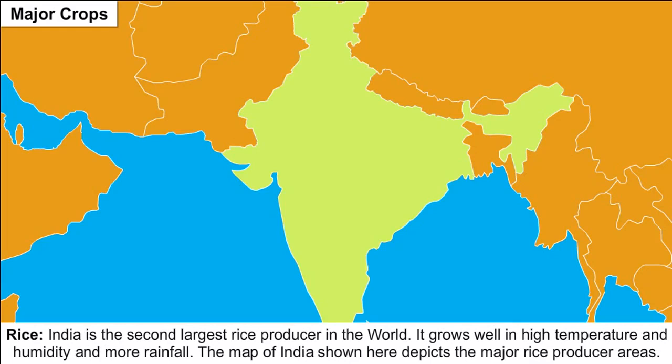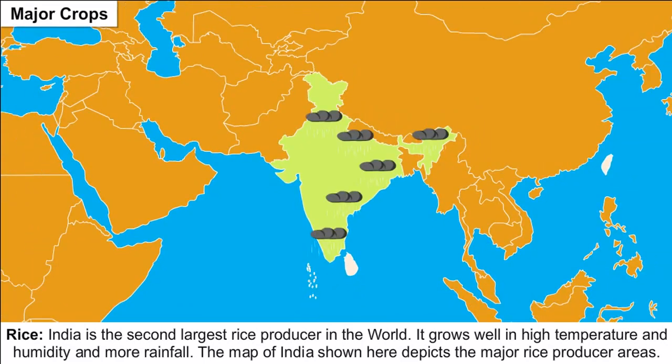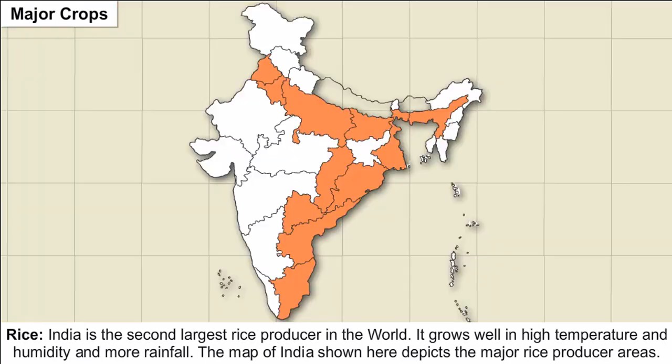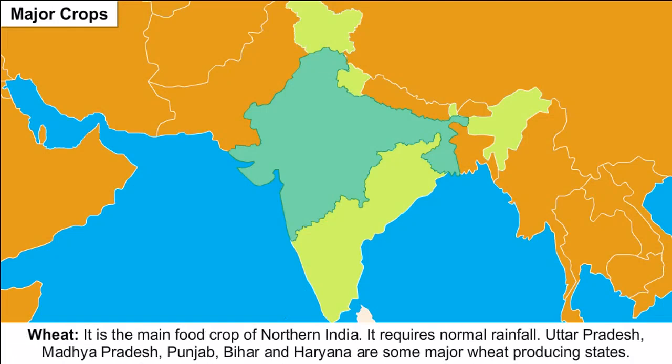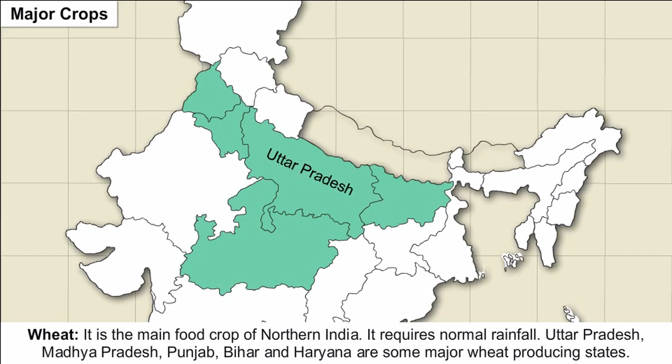Rice. India is the second largest rice producer in the world. It grows well in high temperature and humidity and more rainfall. The map of India shown here depicts the major rice producer areas. Wheat. It is the main food crop of northern India. It requires normal rainfall. Uttar Pradesh, Madhya Pradesh, Punjab, Bihar and Haryana are some major wheat-producing states.